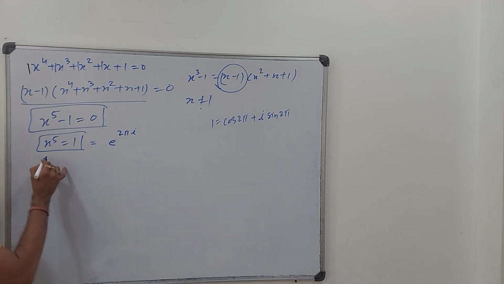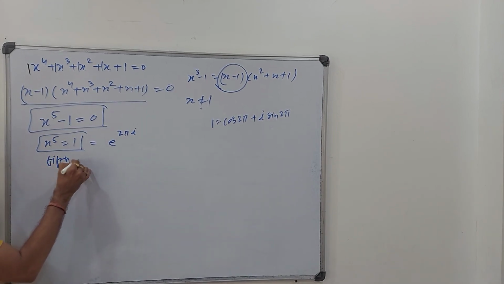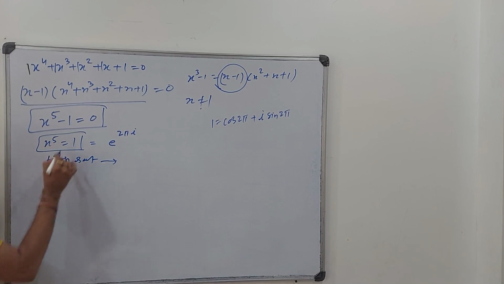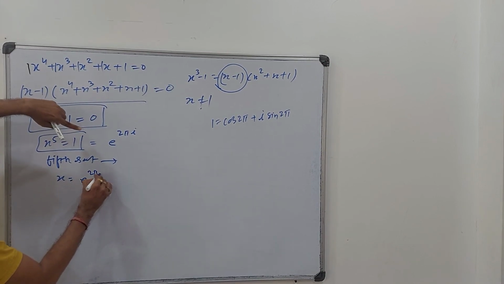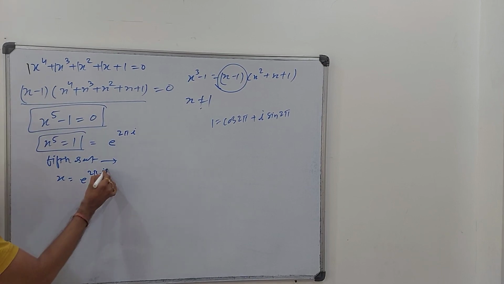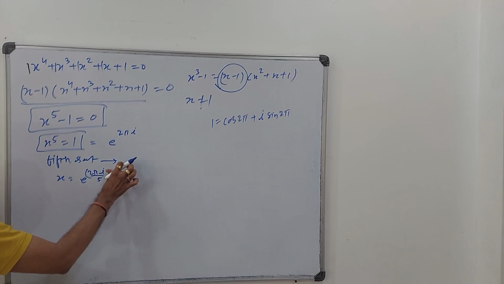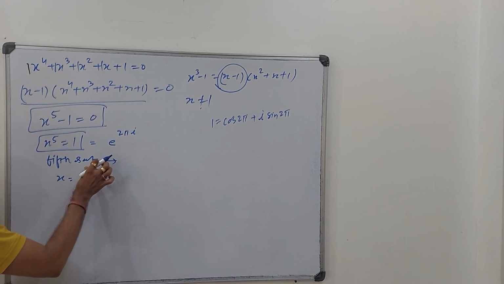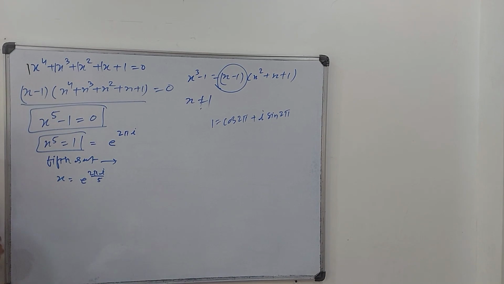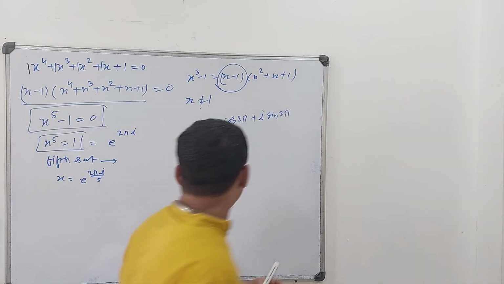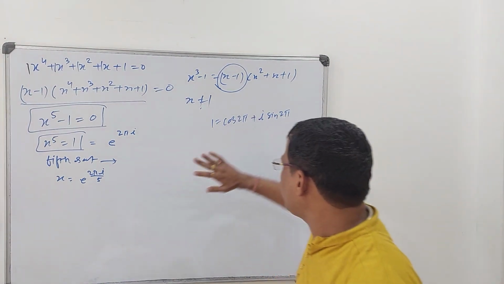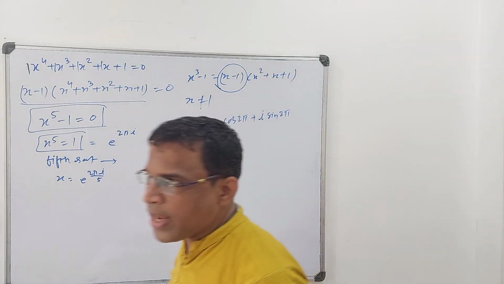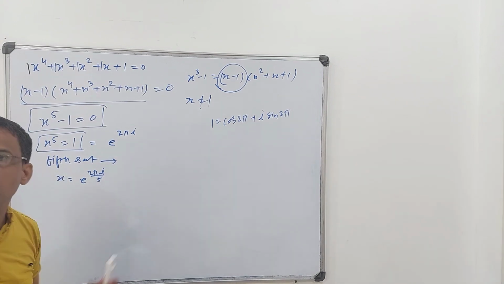Now I am taking the fifth root of both sides. So it will become x, and e to the power 2 pi i, and the fifth root means power 1 by 5, or simply upon 5. Instead of giving so many brackets, simply we can say x is equal to e to the power 2 pi i upon 5. So that is your solution. You can expand it further in terms of trigonometry. But before that, I will give you one graphical approach for this.